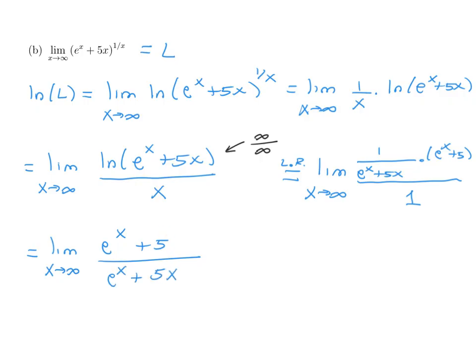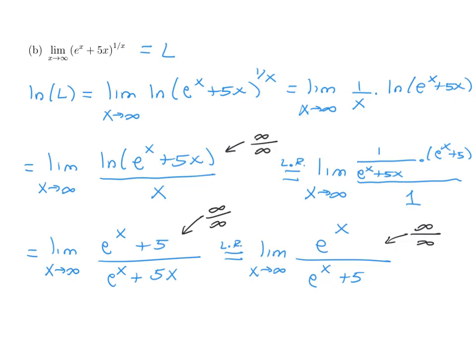Now, to solve this limit, we're going to use L'Hopital's rule again. This is another infinity over infinity situation. This means, by L'Hopital's rule, this is the limit as x goes to infinity of the derivative of the top, which is just e to the x, and the bottom we get e to the x plus 5. You can actually do L'Hopital's rule again. We have another infinity over infinity.